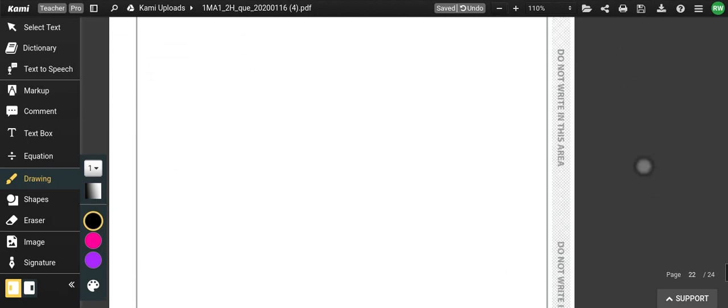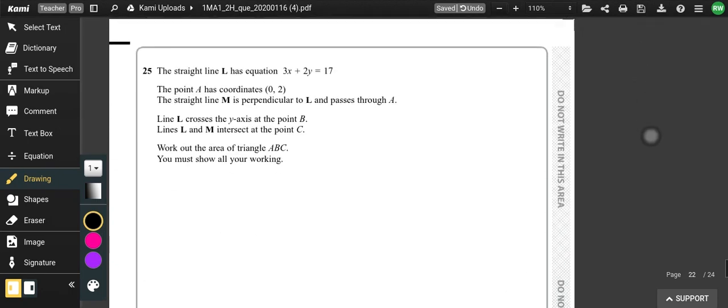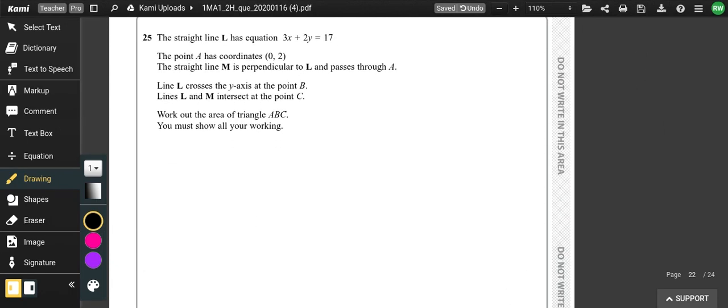Okay, question 25. This is the last one. So we've got some coordinate geometry again. Let's just get it into the form y equals mx plus c. So 2y equals minus 3x plus 17. Divide by 2 to get that. So that's our first graph.